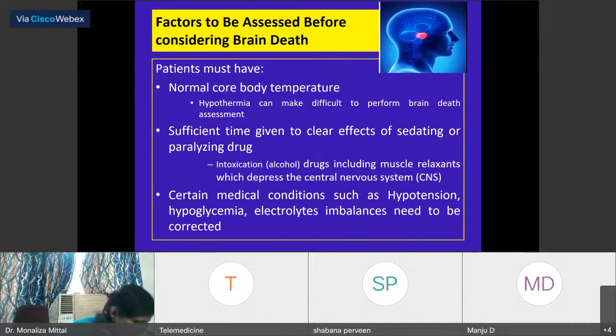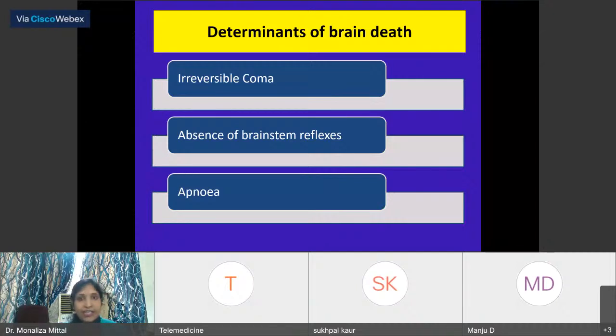Before assessing a patient for brain death, we need to consider some factors. The patient must have a normal core body temperature, because hypothermia can make it difficult to perform the brain death assessment. We should give sufficient time to clear the effects of sedatives or paralyzing drugs, because sometimes these patients are sedated and given drugs which depress the central nervous system. Certain medical conditions such as hypotension, hypoglycemia, and electrolyte imbalances also need to be corrected before assessing the patient for brain death.